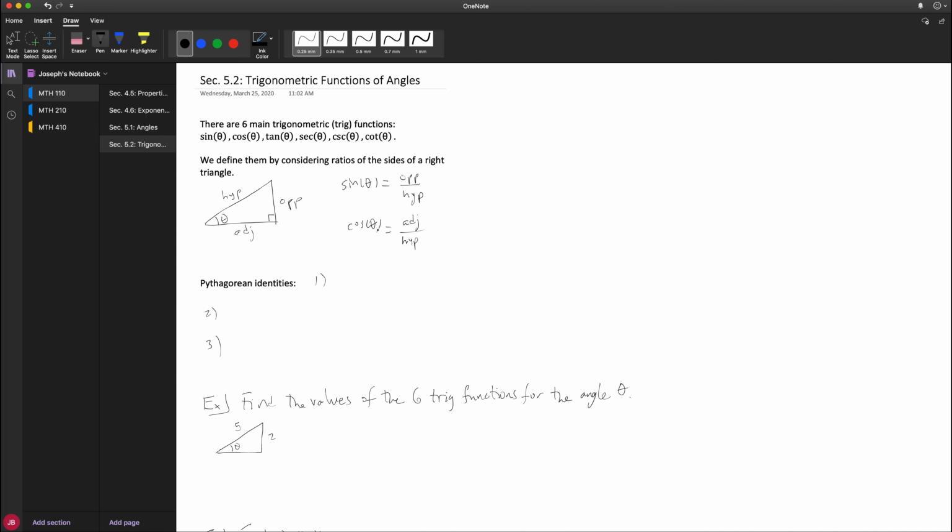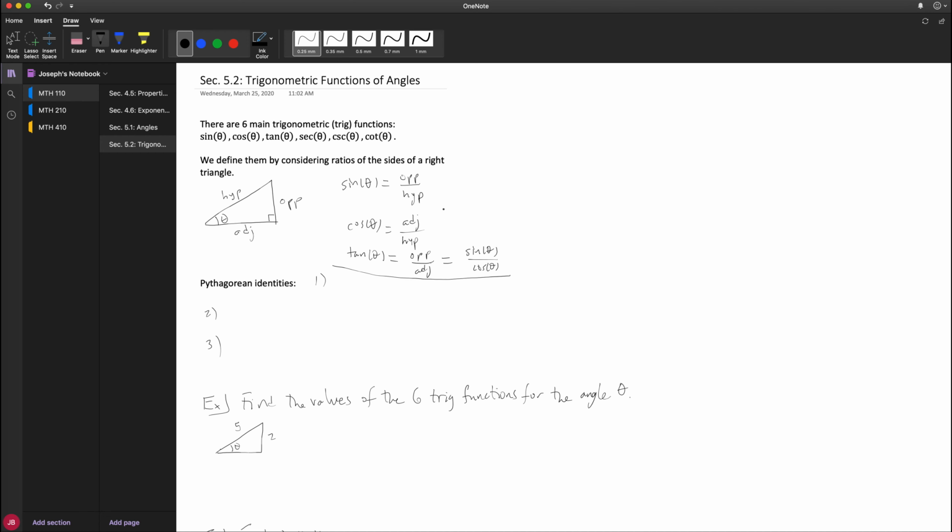And the tangent of theta is defined to be opposite over adjacent. And if you actually work it out, this is also equal to sine theta over cos theta. I encourage you to verify that by just taking this fraction and dividing it by this fraction, and you'll see that you get exactly what I have here.